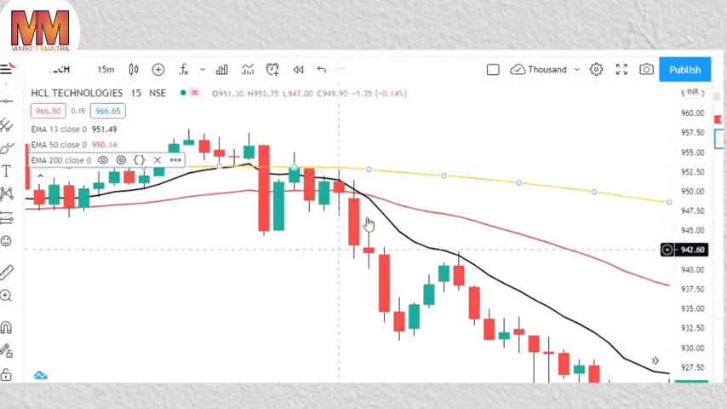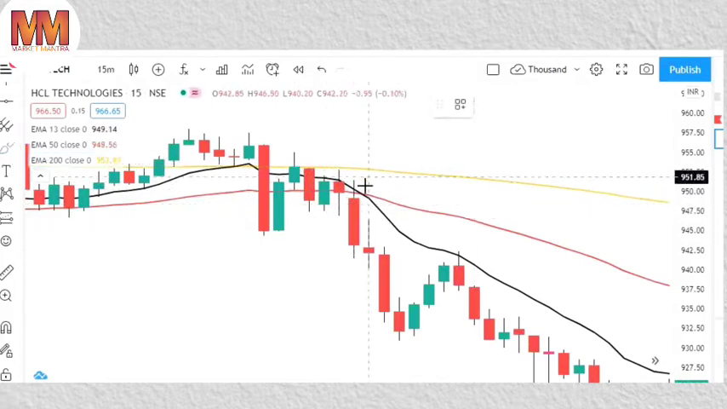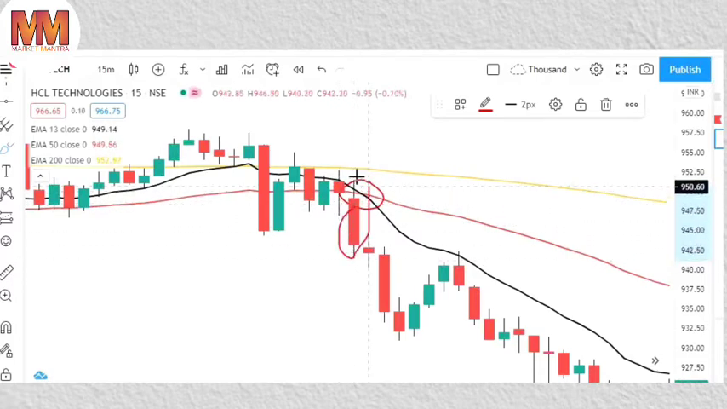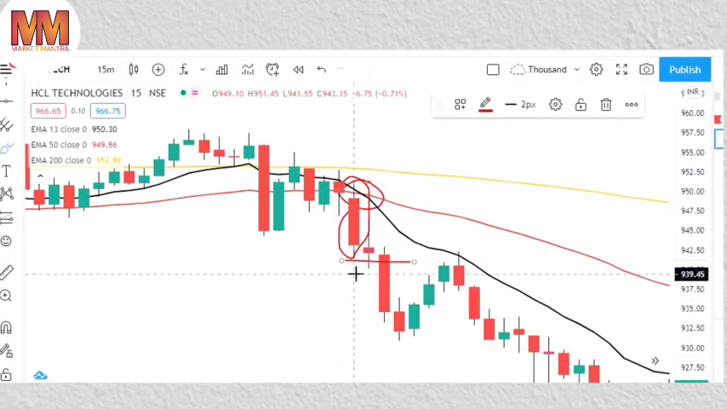If you take this particular case, you can see that the intersection happened here, right? But if you wait until this intersection happens and take the trade, then you will have to take the trade at this candle. This is a confirmation candle, right? So you will be entering here for selling. You will be shorting here. So you will lose a lot of points over here.